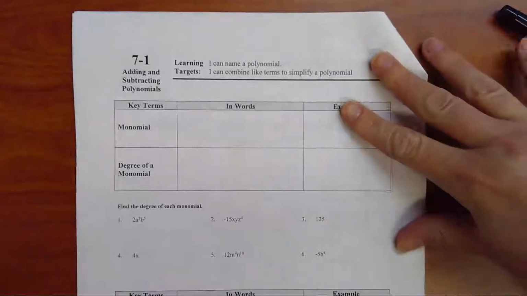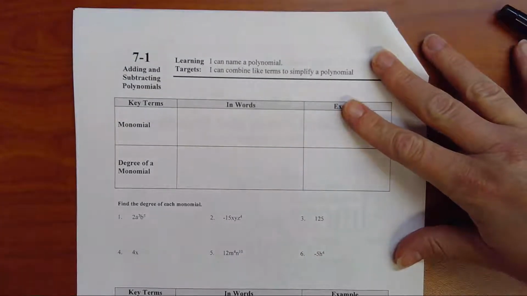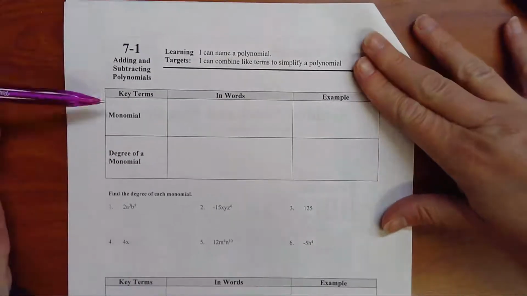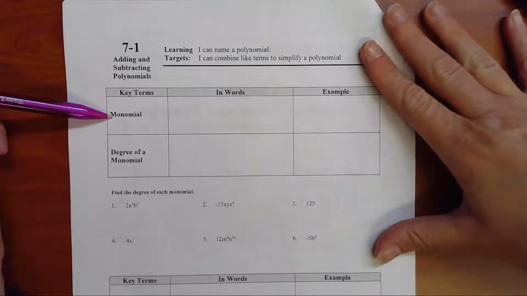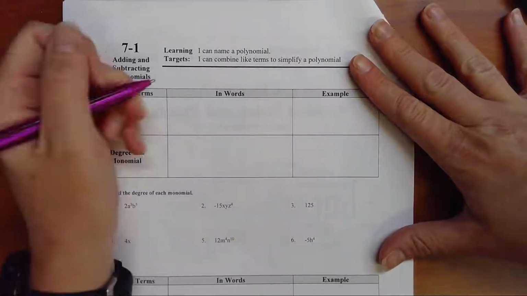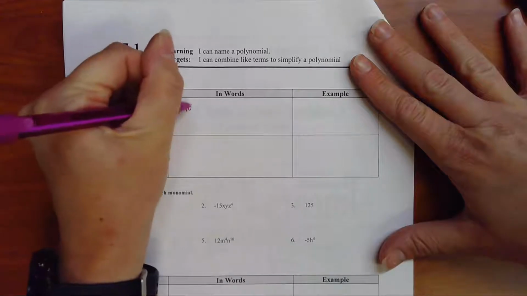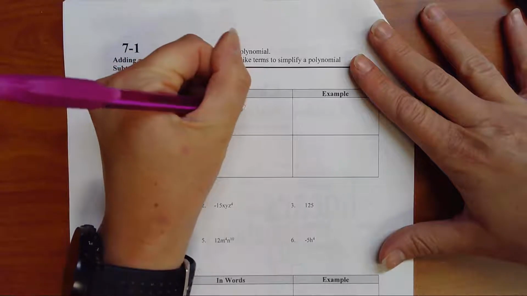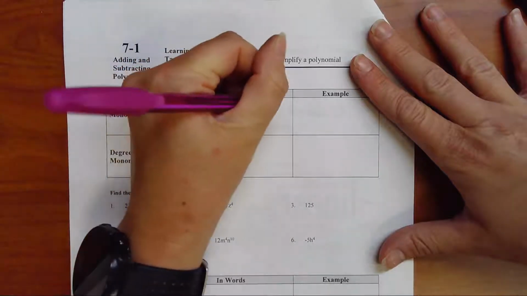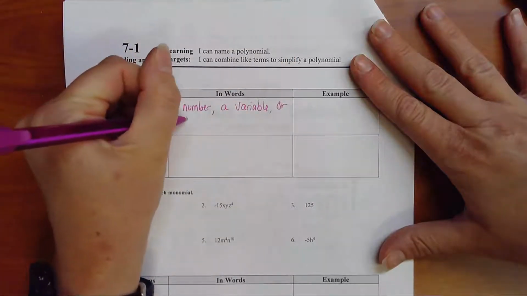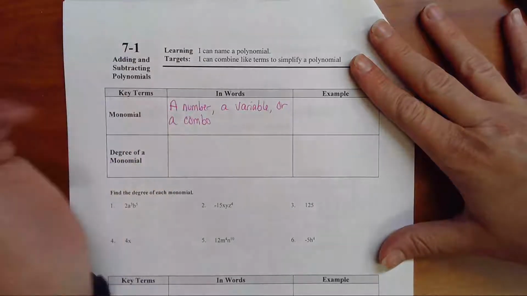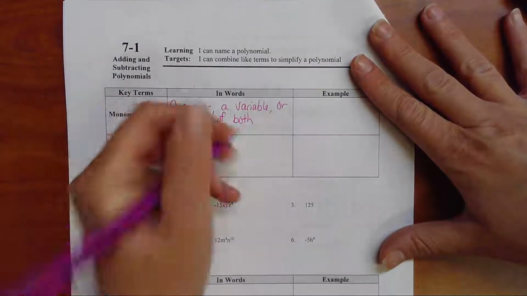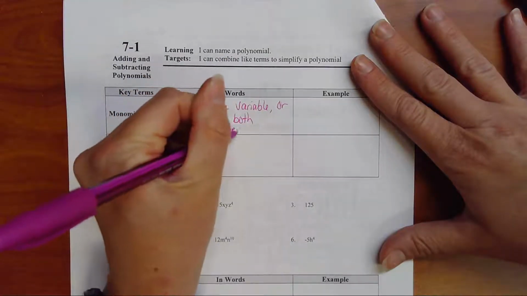Today there's going to be a lot of vocab, so just warning you. There's a couple of different types of polynomials that we're going to deal with. First thing we're going to talk about is what is a monomial. So a monomial is a number, a variable, or a combo of numbers and variables, a combo of both. The main thing with a monomial is it is just one term.